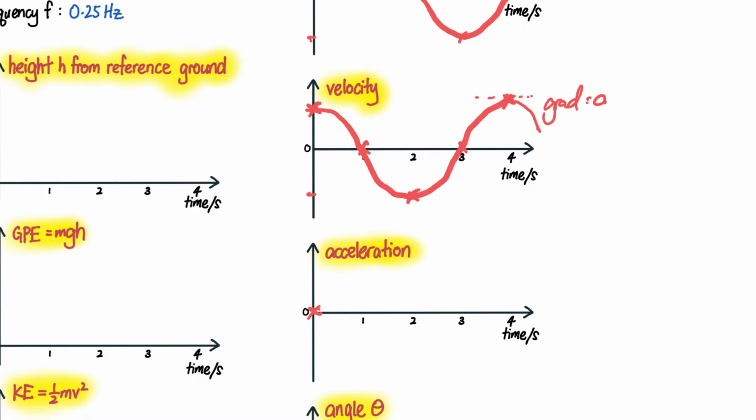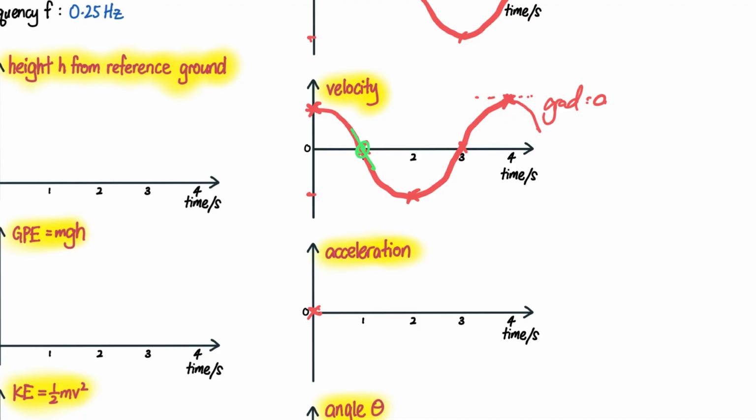Then as it moves from B to A, you can see that the speed is decreasing, so it's a deceleration, which is negative. And another thing here is that at this point, the gradient is the maximum, at 1 second.